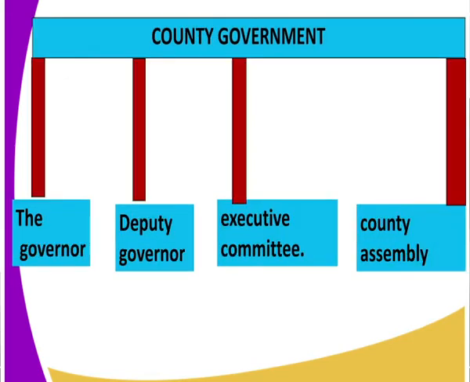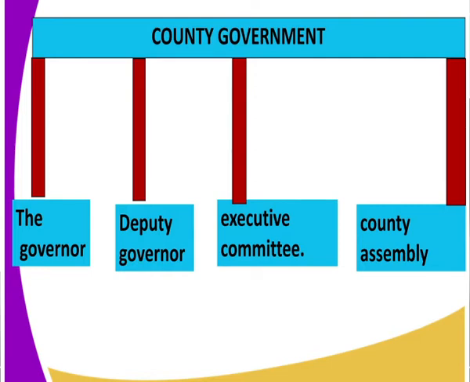Now, let us look at the county government. What does it comprise of? The county government comprises of the governor, right? Who is the CEO of the county. Then we have the deputy governor, right? We have the executive committee, also known as the county CECs, right? Then lastly, we have the county assembly.